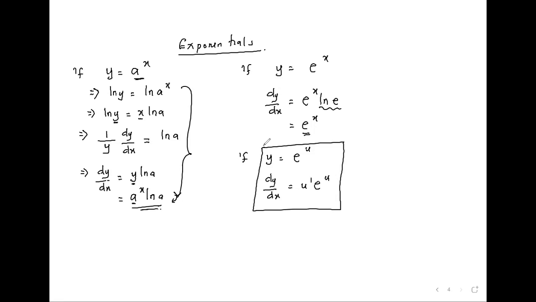So if it's not e, it's a, and then the function is u on top as its power. Its power now is a function as well. What do I do? Well, dy/dx is simply the derivative of u, multiplied by a to the power u, and then ln a.